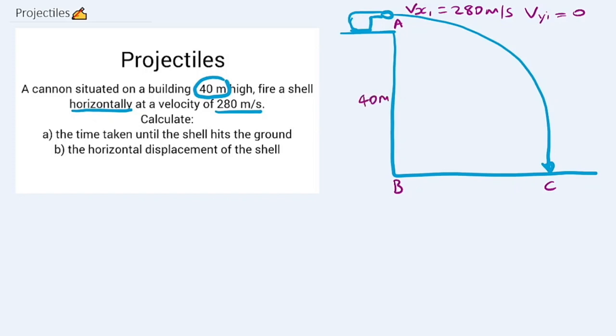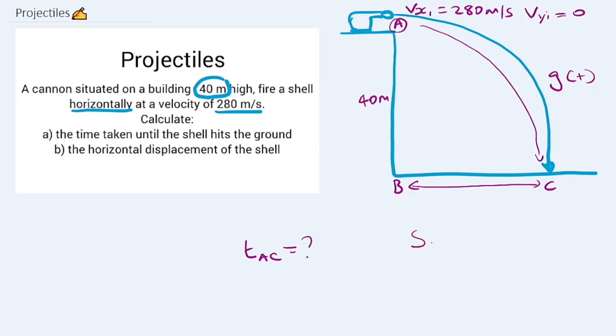They say you must find the time taken until the shell hits the ground. That means they are looking for T_AC, from here until here. And you must remember g here is positive because this shell is not going against gravity, but it's going towards gravity. We're looking for the time it takes from A to C. Then we're looking for this distance, so it's the distance BC.